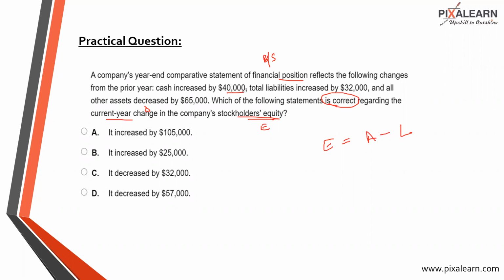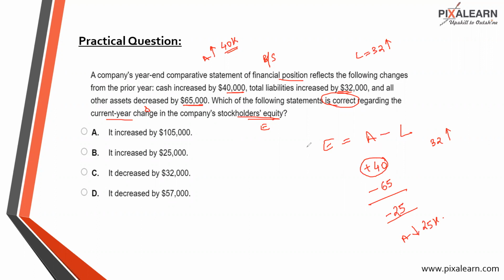Cash increased by $40,000. Now we know that cash is an asset. So what's happening? Asset is going up by how much? By 40K. Okay. So I know that my asset has gone up by 40K. Total liabilities increased by 32K. So I know my liabilities went up by 32K. And all the other assets decreased by $65,000. So typically it means that one asset is going up, the other asset is coming down. Okay. So net, my asset has come down by $25,000. So they're asking you, what is the net impact on the equity?